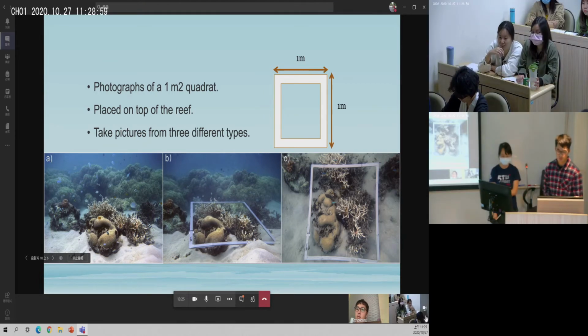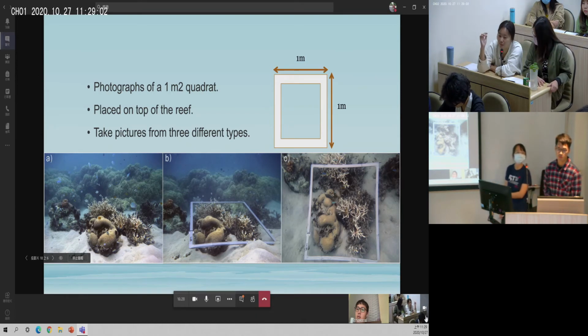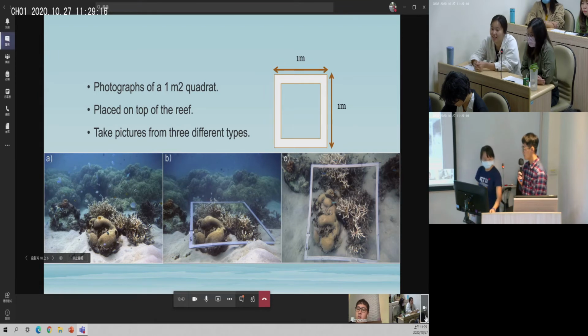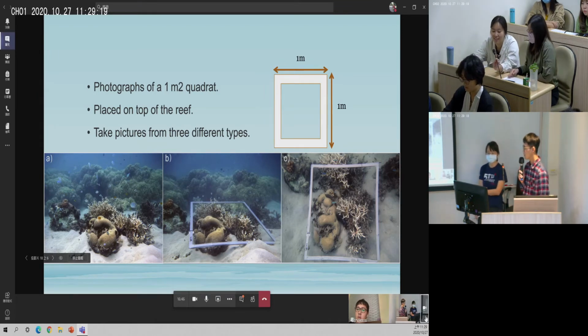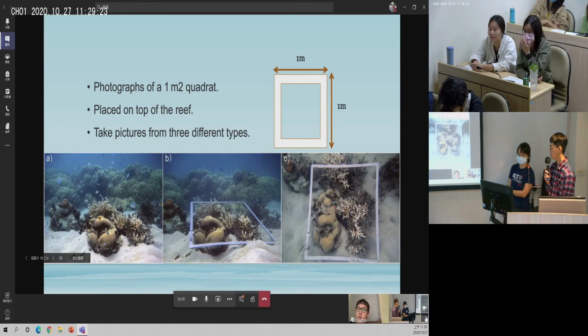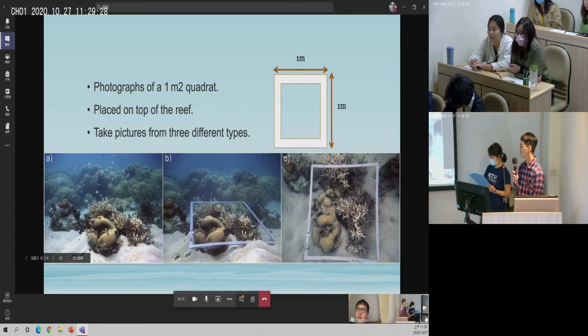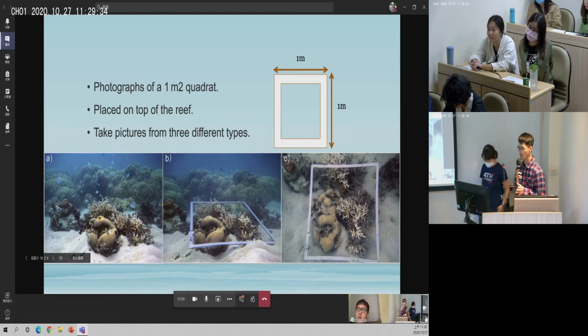You said that after coral bleaching some species decrease and some species increase. Why do some species increase? Is there a reason? Repeat. She wants to know why some species increase after coral bleaching and some decrease. This is the condition we see, and it has no more detail to explain.